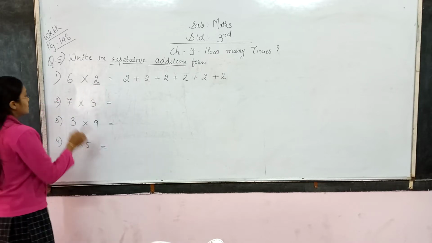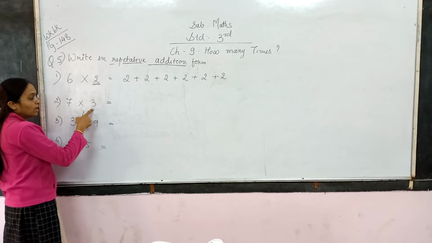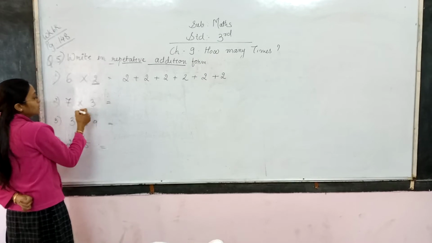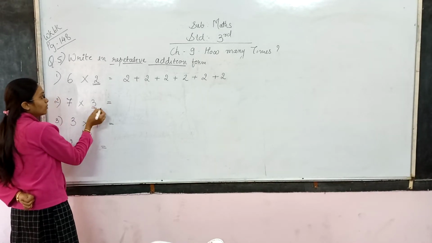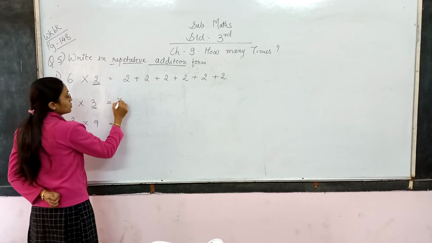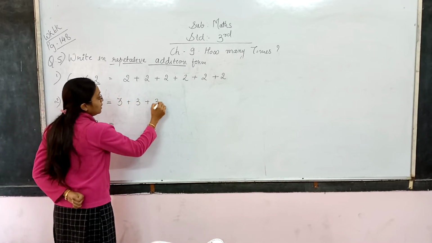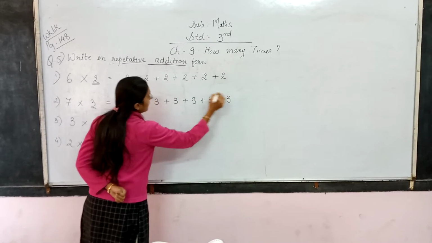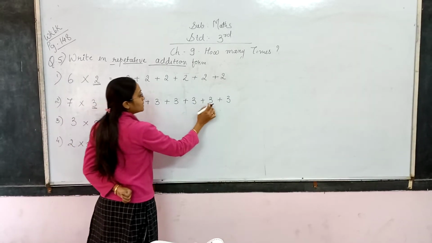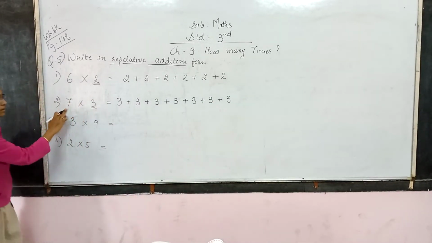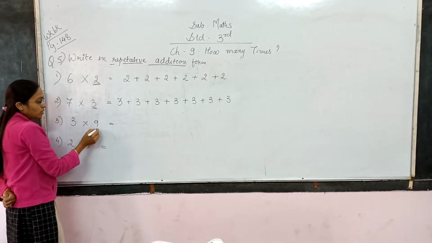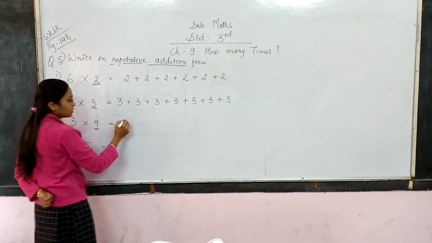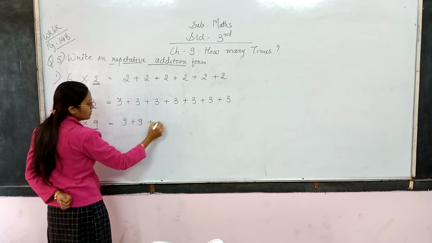Okay. Now next, second one, 7 threes are. So here which number do we have to write in repetitive form? This 3. How many times do we have to add? 7 times. So 3 plus 3 plus 3 plus 3 plus 3 plus 3 plus 3. Now count it, 1 2 3 4 5 6 and 7 times. Done with this? Now 3 nines are. Which number do we have to add? This 9. How many times? 3 times. So 9 plus 9 plus 9.